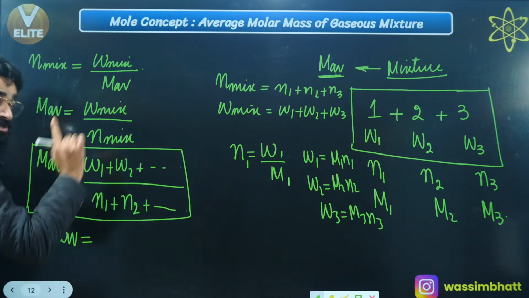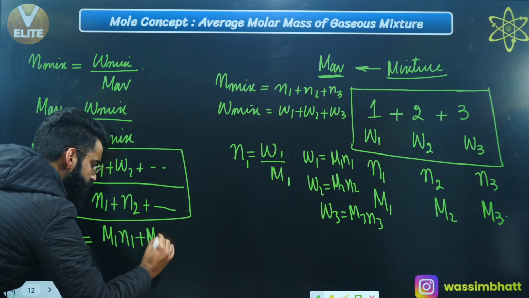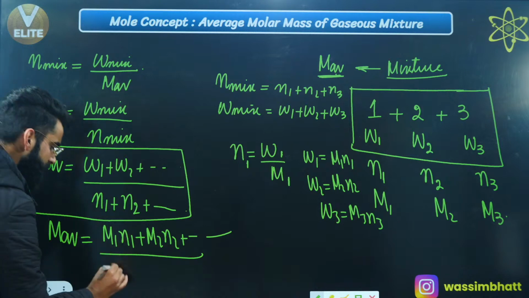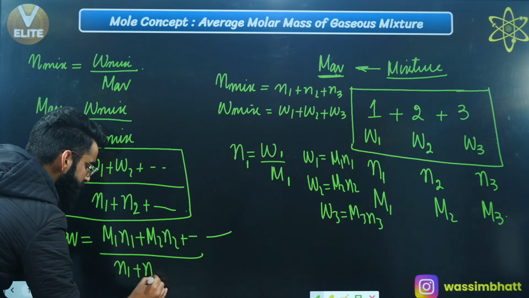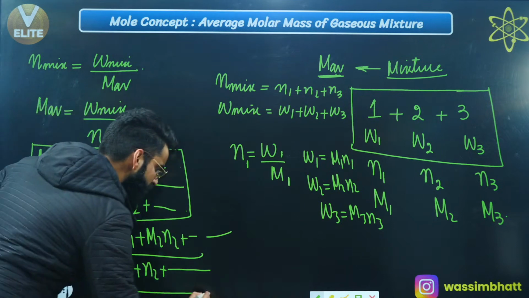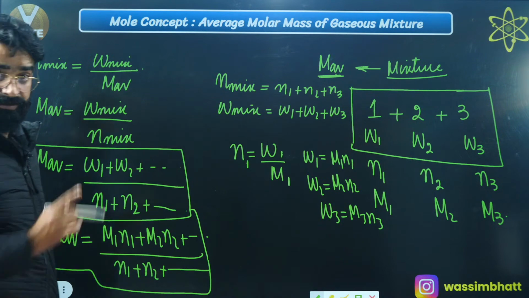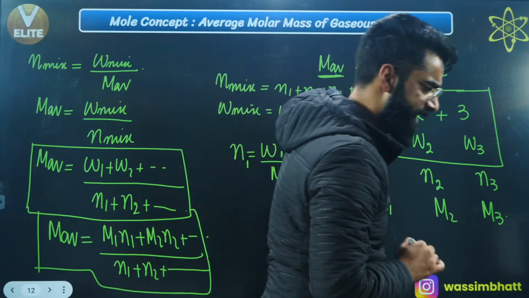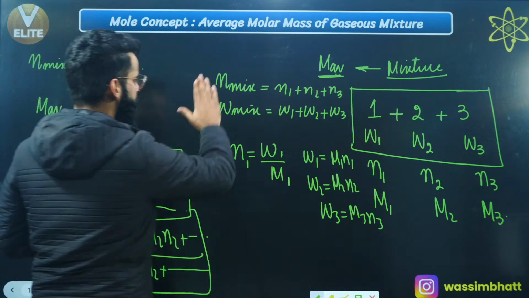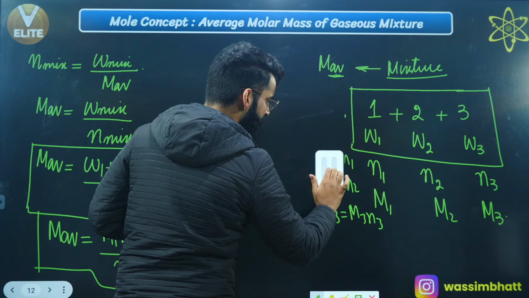MAV, the average molar mass of the gaseous mixture, will be equal to M1 N1 plus M2 N2 plus and so on, divided by simply N1 plus N2 plus something like this. This is one more result by means of which you can calculate the average molar mass of the gaseous mixture. Correct? Let's talk about one more result. Then we'll be doing some questions based on it, right? I'm giving you one more result.